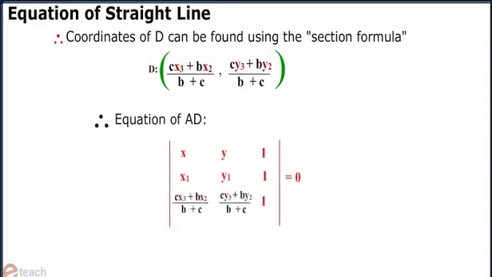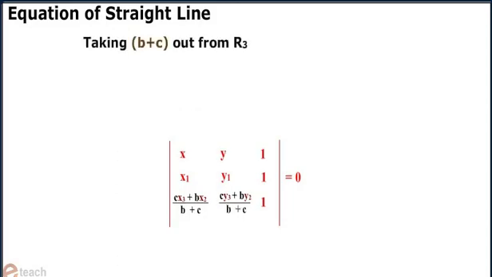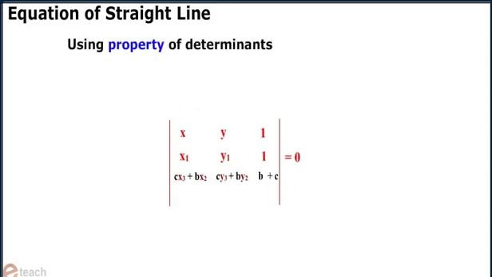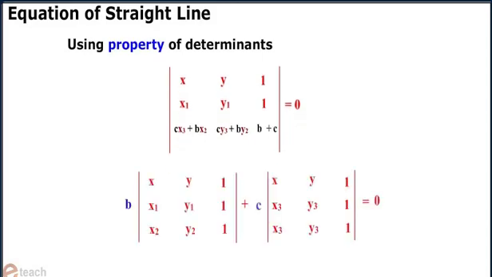Therefore, the equation of AD becomes the determinant with rows (x, y, 1), (x1, y1, 1), ((c x3 plus b x2) divided by (b plus c), (c y3 plus b y2) divided by (b plus c), 1) is equal to 0. Now, using the property of determinants to break the determinant in two forms, we get the required determinant, which is the required equation of a straight line.